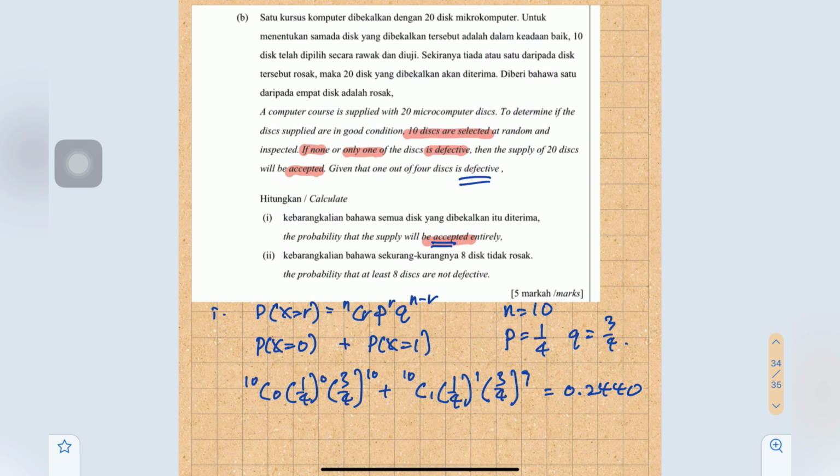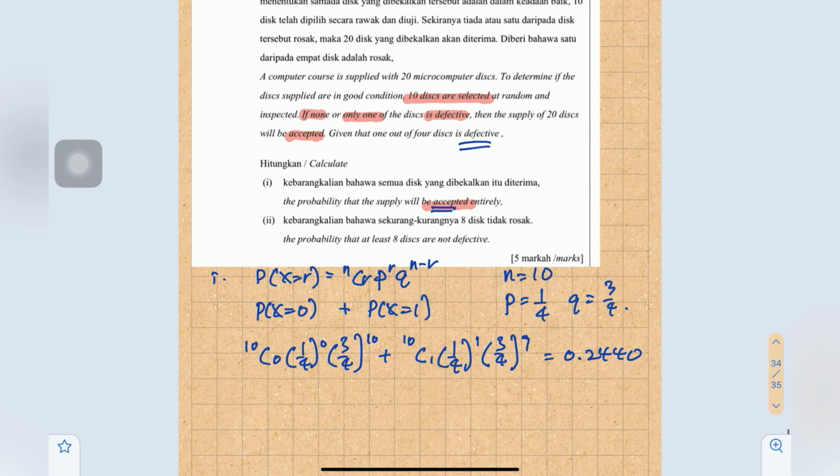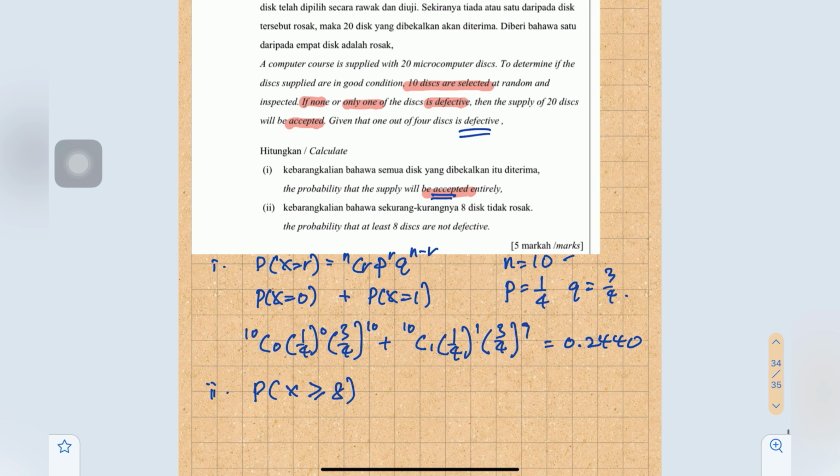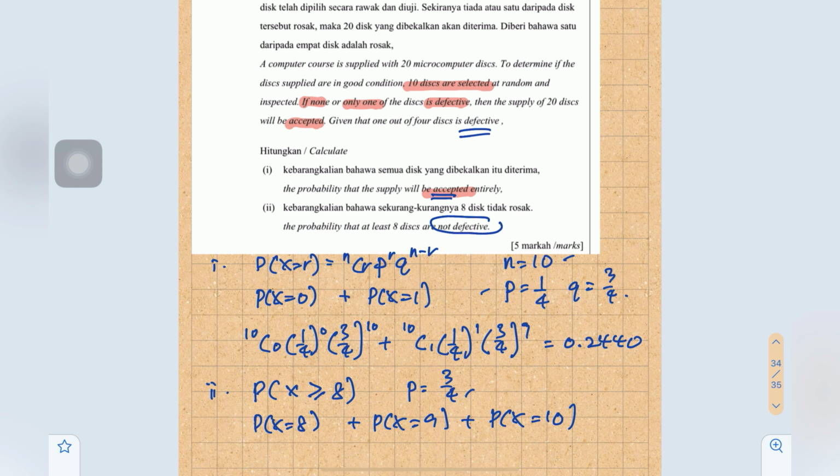B2, find the probability that at least 8 are not defective. So we have to find the probability of not defective. For this one it wants at least 8, so X more than or equal to 8. We have 10 samples, right? So here P(X equals 8) or P(X equals 9) or P(X equals 10). But now it is not defective. Earlier the probability 1/4 was for defective. So now our P is 3/4 and our Q is 1/4.